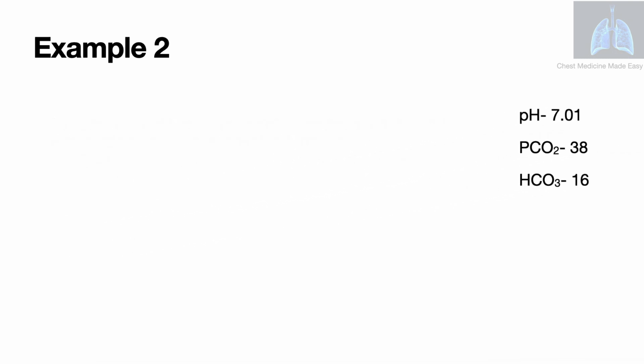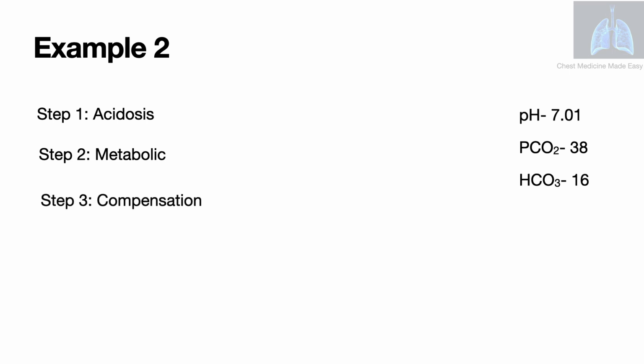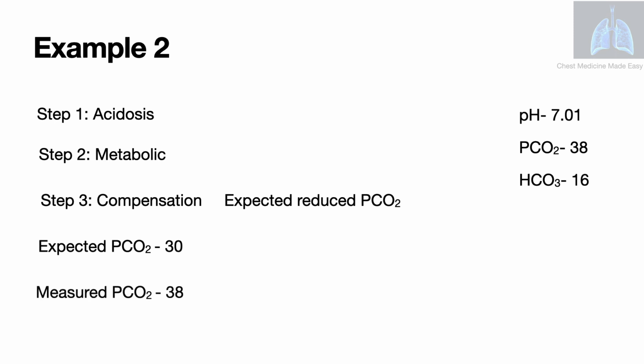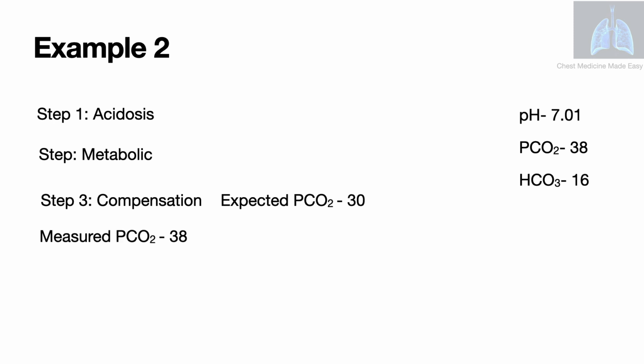So step 1 here is this is clearly an acidosis. Step 2, it is a metabolic acidosis. Step 3, let us look at the compensation. We expect a reduced PCO2. The expected PCO2 would be 30. I have used the same numbers as the previous example, that is HCO3 16, to make the calculations easier. So as in the previous example, the expected PCO2 would be 30, but the measured PCO2 here is 38.